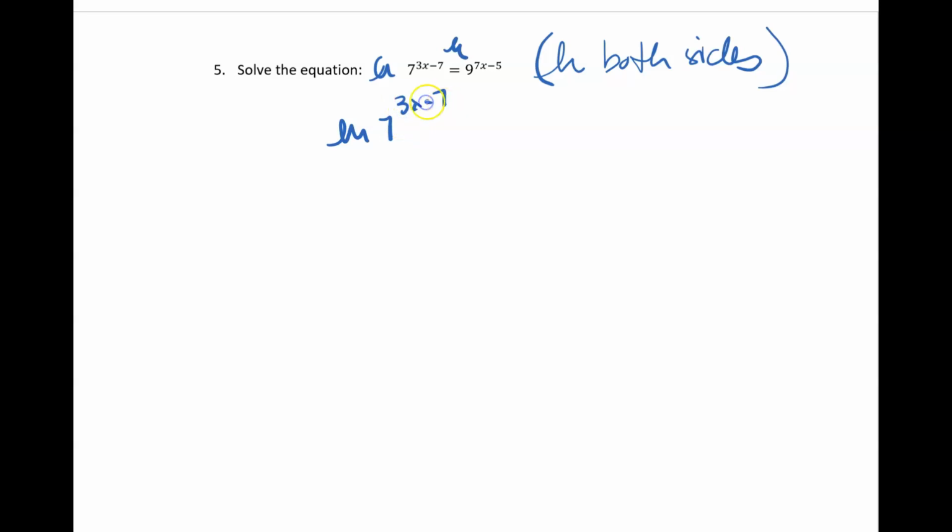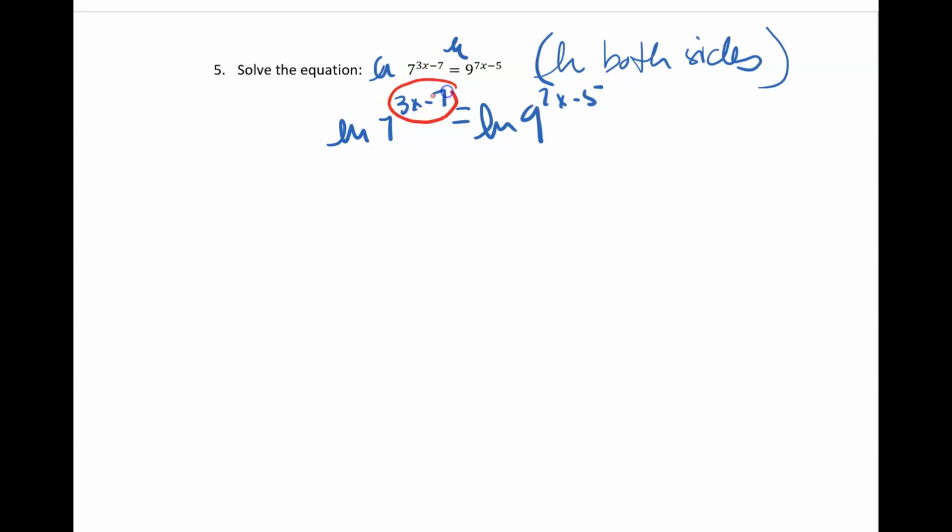This is not the same base, so I cannot set the exponents equal to each other and use my one-to-one. So I'm going to ln both sides so that I can pull those exponents out in front. ln of 7 to the 3x minus 7 is equal to ln of 9 to the 7x minus 5.